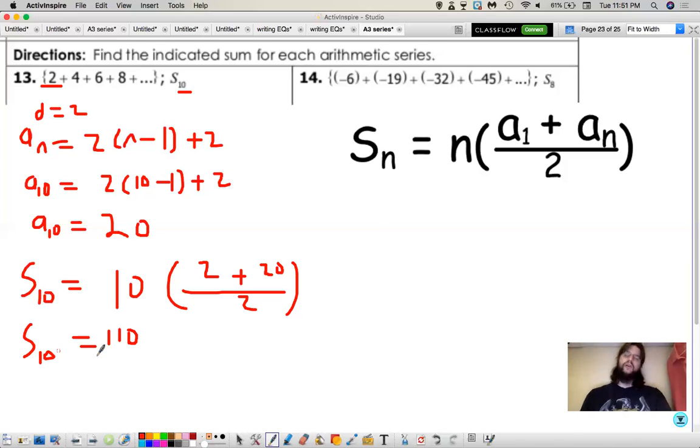Can you figure out why that's working? So we have a common difference, right? And we're going to go that same amount. That's simply the common difference.